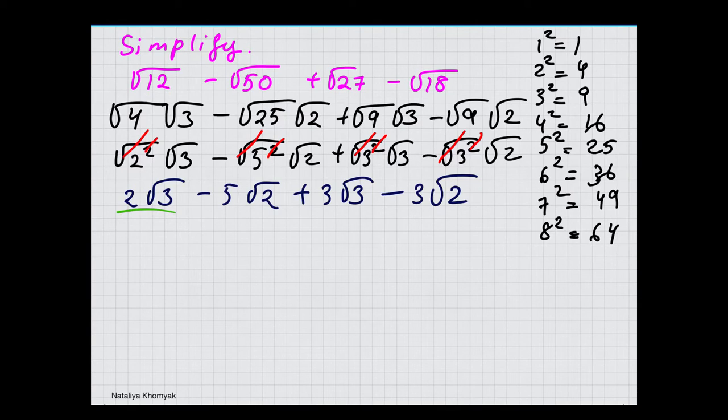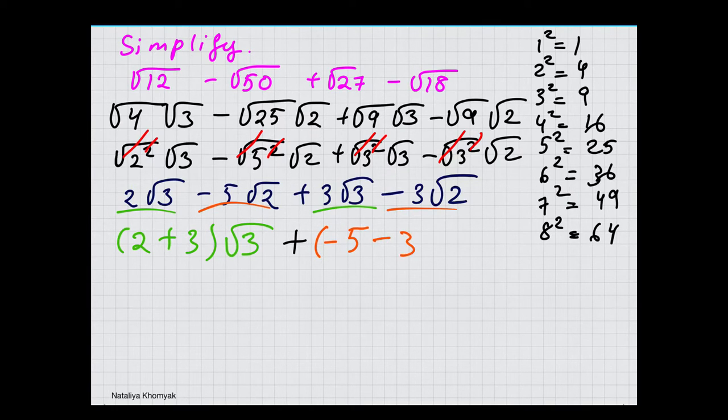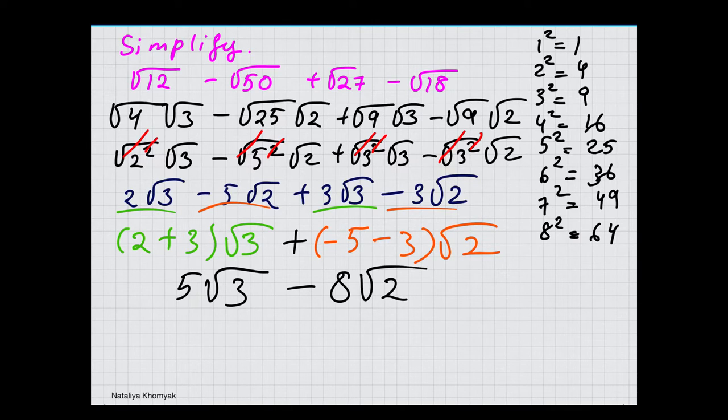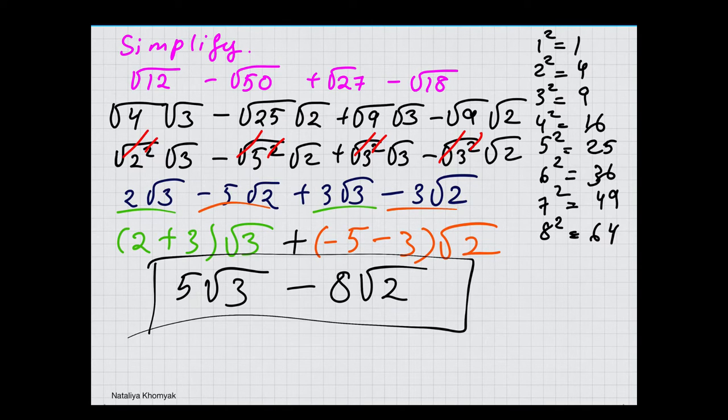So we have 2 radical 3 here, plus 3 radical 3 here, plus negative 5, negative 3 of square root of 2. This will give us 5 radicals of 3. Same sign, sum, we get negative 8 radical of 2. And this is our solution.